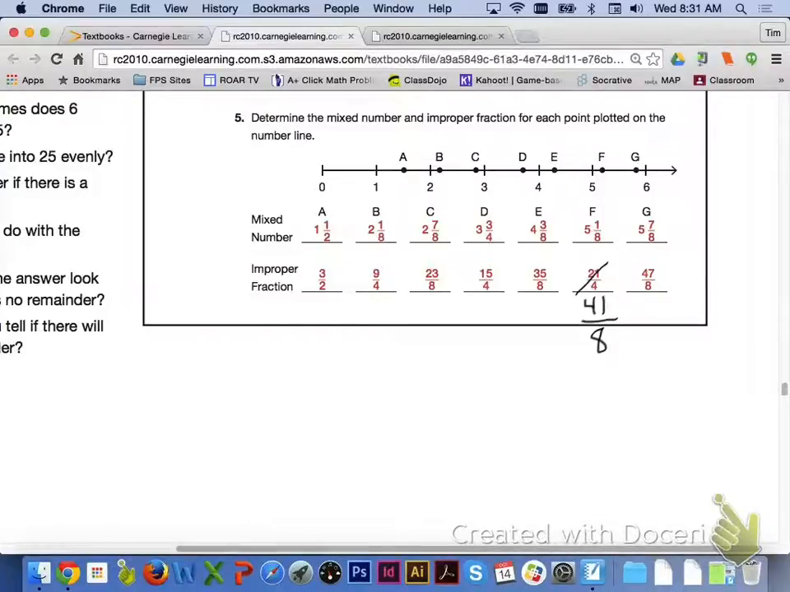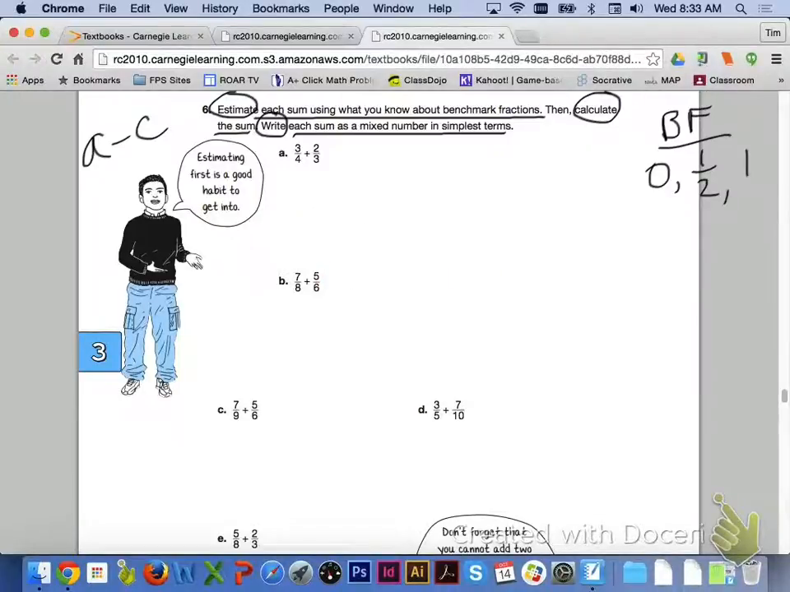For letter A, the mixed number should be 1 1/2, the improper fraction 3 halves. Letter B, mixed number 2 1/8, improper fraction 9/4. Letter C, mixed number 2 7/8, improper fraction 23/8. Letter D, mixed number 3 3/4, improper fraction 15/4. Letter E, mixed number 4 3/8, improper fraction 35/8. Letter F, mixed number 5 1/8, improper fraction 41/8. And for letter G, mixed number 5 7/8 and the improper fraction 47/8.